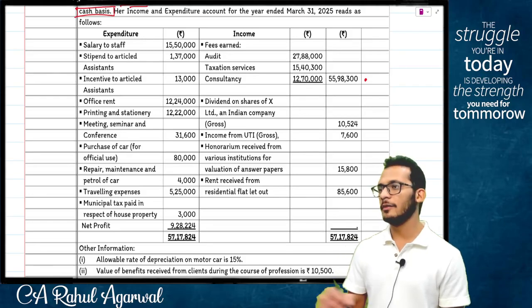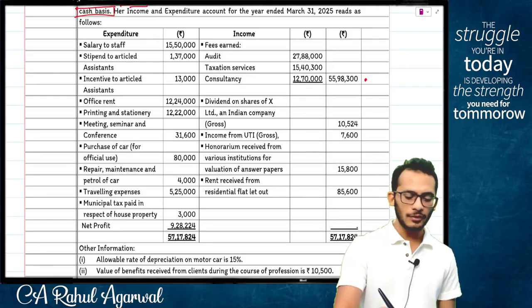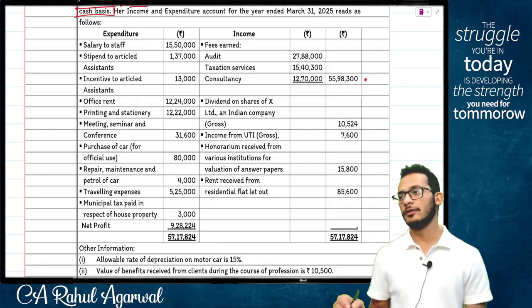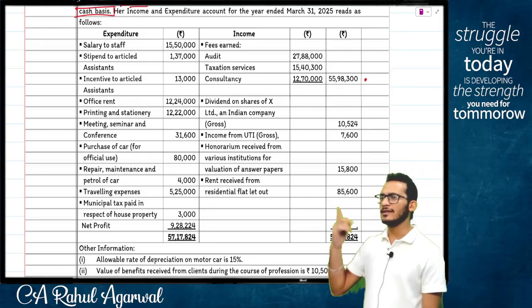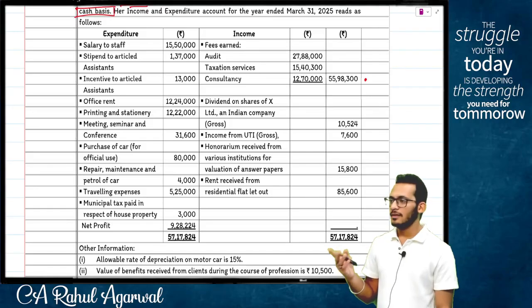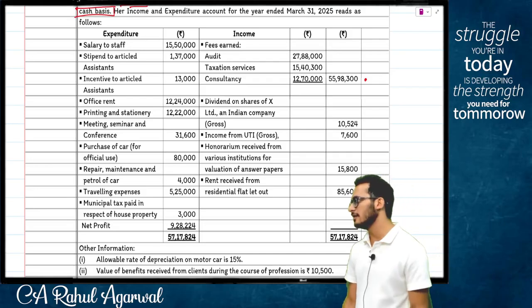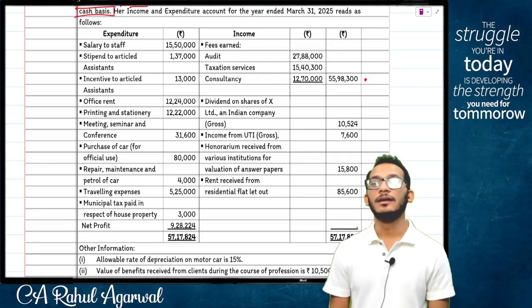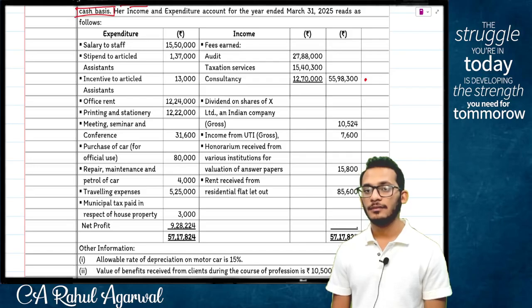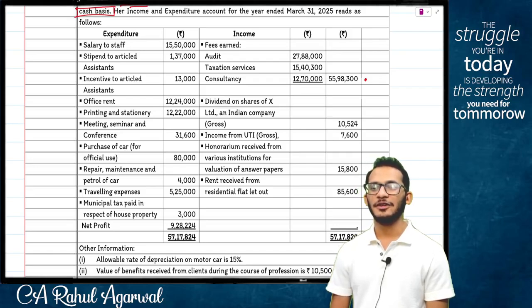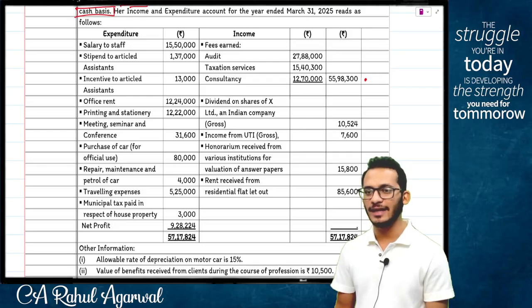I am putting this on hold because I don't know whether presumptive will come or not. People, in the previous question, nothing was mentioned. Assume full cash basis, therefore presumptive will not come. Hey, you are maintaining books on cash basis, not receiving cash.